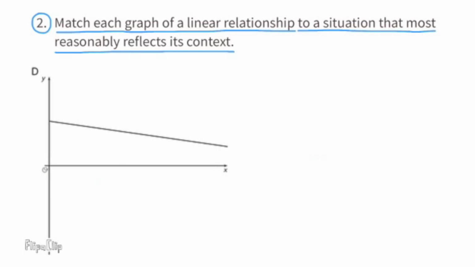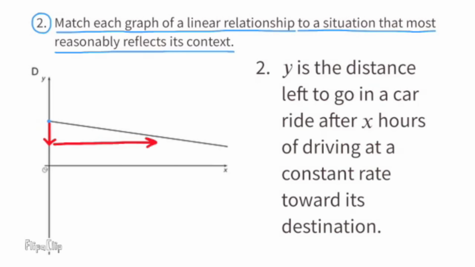Here's a look at graph D. The y-intercept is positive and the slope is negative with a negative rise over a positive run. I'll match graph D with situation number 2. y is the distance left to go in a car ride after x hours of driving at a constant rate towards its destination. The negative slope represents the car driving at a constant rate and its distance decreasing over time.